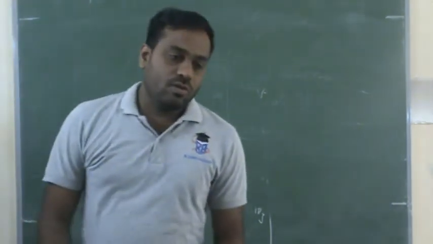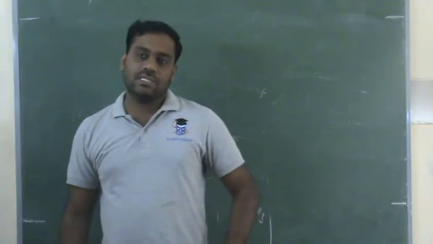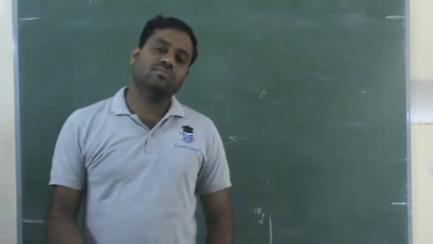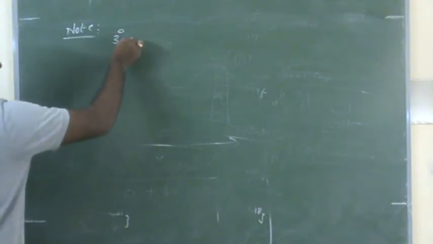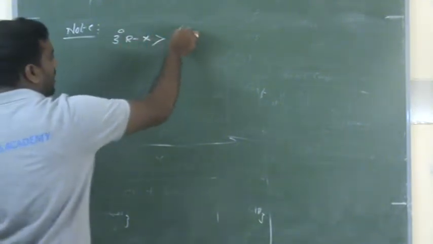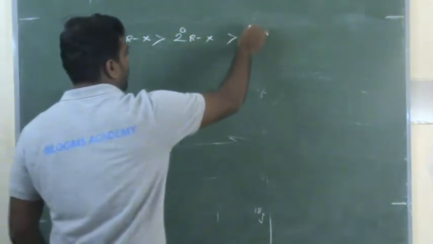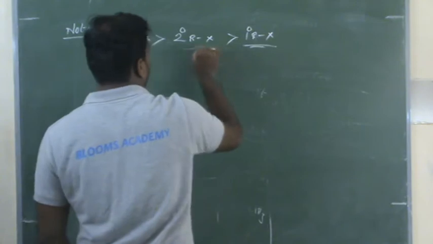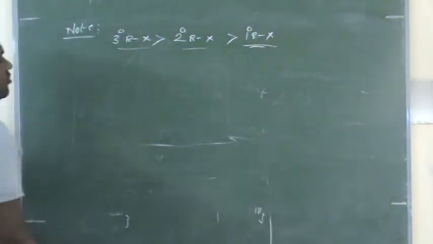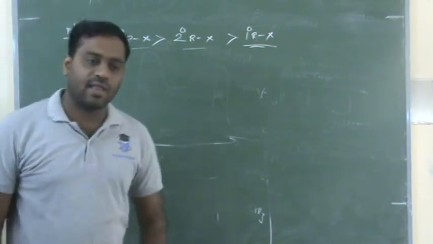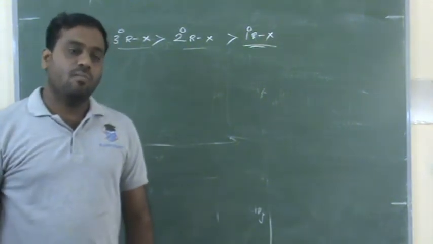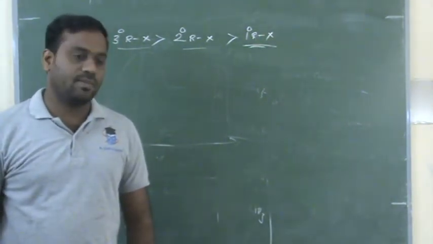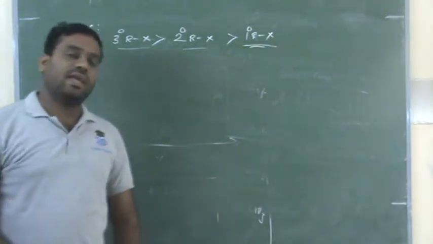Now, a very important thing: we have some important notes on the SN1 reaction. We have tertiary alkyl halide, secondary alkyl halide, primary alkyl halide. Among the tertiary, secondary and primary alkyl halides, which are more reactive? No doubt, tertiary alkyl halides are more reactive in the SN1 reaction when compared to secondary and primary.